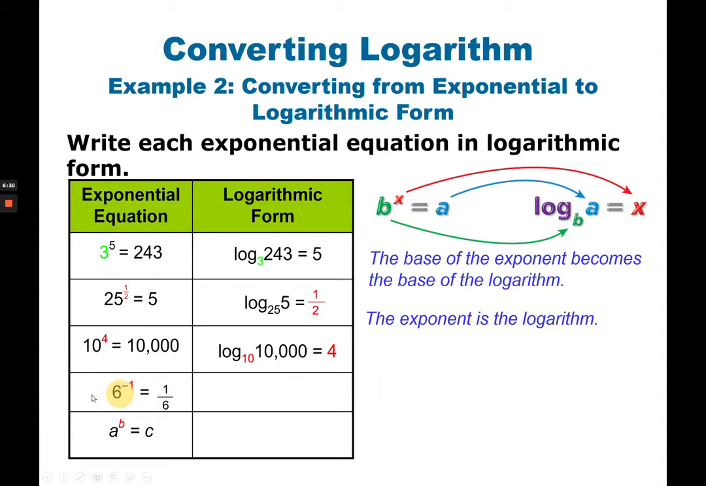How do we write this in logarithmic form? You have logarithm base 6 of 1/6 is equal to -1. An exponent or logarithm can be negative. So your base cannot be negative for your logarithm, but your exponent, your logarithm, can be negative. So here, this is going to be your general guide. Logarithm base a of c is equal to b.